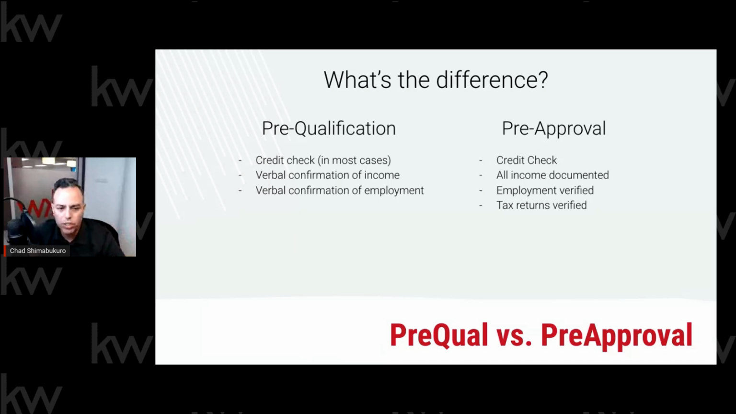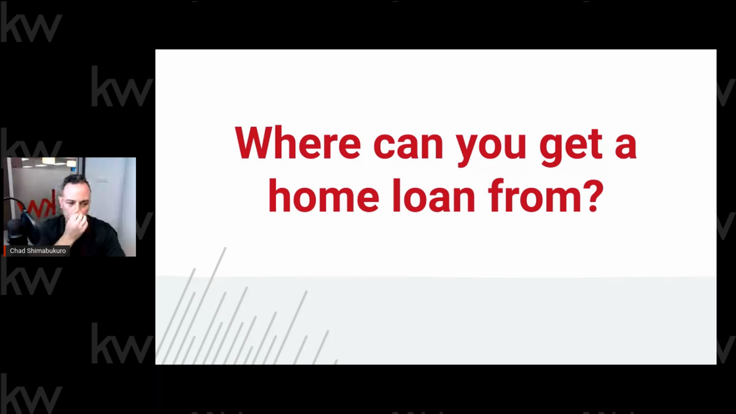But if they are self-employed and they say I've been pre-qualified, and for a fact that's all they've done is have that pre-qualification, you're going to want to dig a little bit deeper to make sure that lender has all the accurate information in terms of tax returns and a better understanding of how long they've been self-employed. That can come back and bite you later. So where can you get a home loan from?